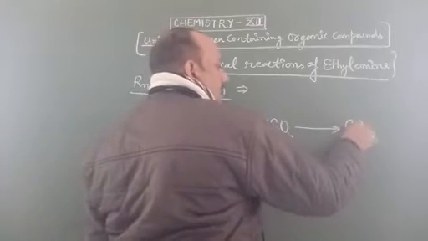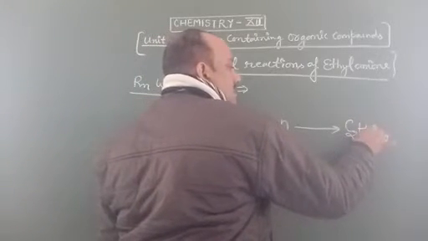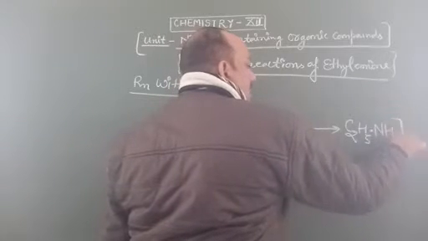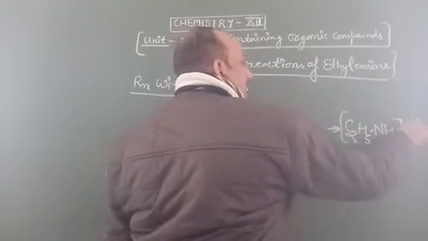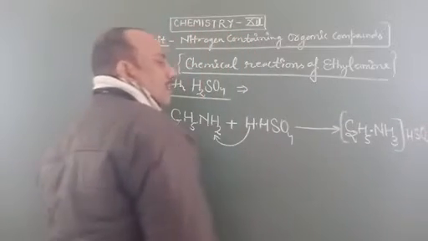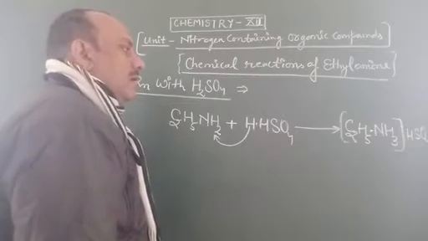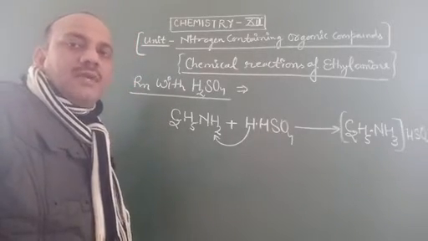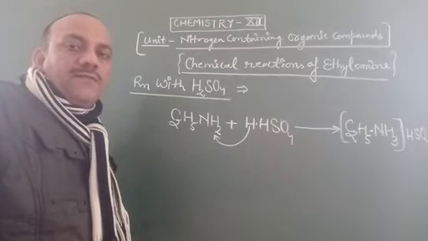Then it makes C2H5NH3HSO4. It is known as ethyl ammonium hydrosulfate.